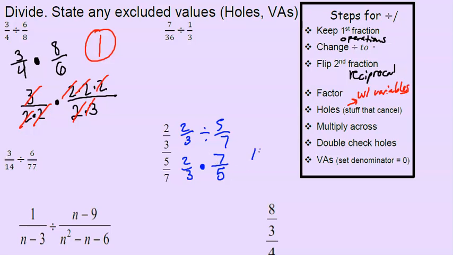7 times 2 is 14. 5 times 3 is 15. There's no vertical asymptotes because there's no variables. So this would be your reduced fraction.